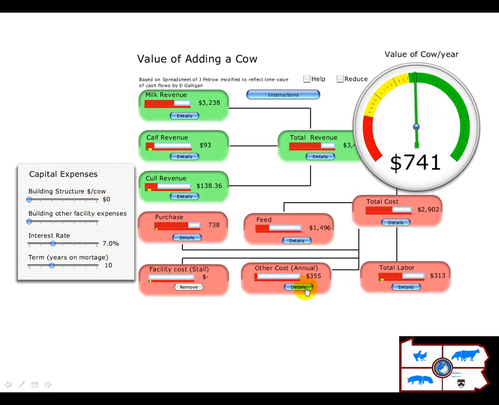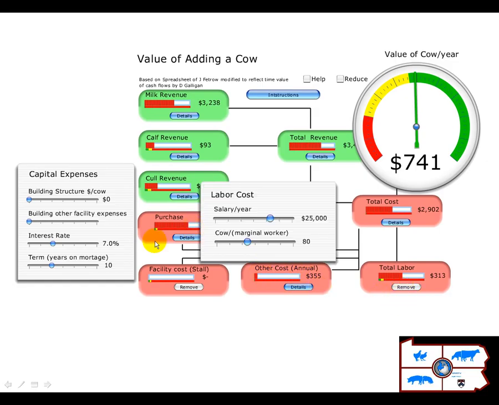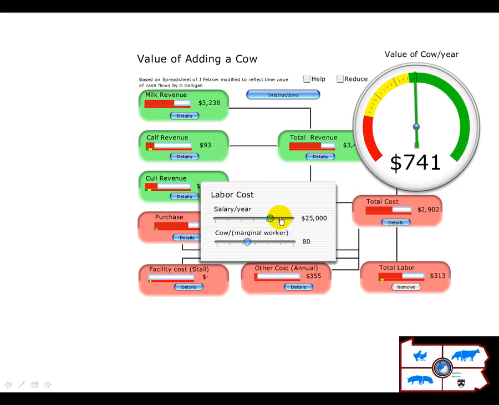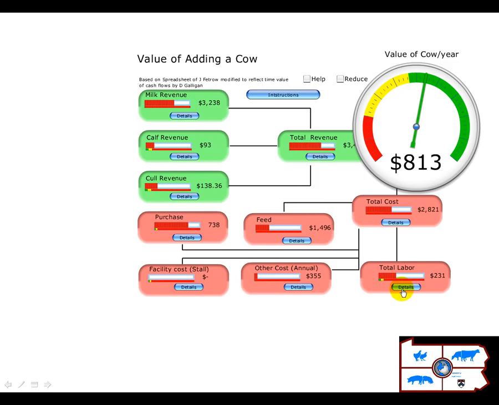We can also look at the issues of other labor cost. So if we look at the total salary, let's say we're up there at near $30,000, and we have the number of cows per worker up there near 125, we can see what impact those trade-offs have. So it's a wonderful program, lets you look at the sensitivity of various inputs.